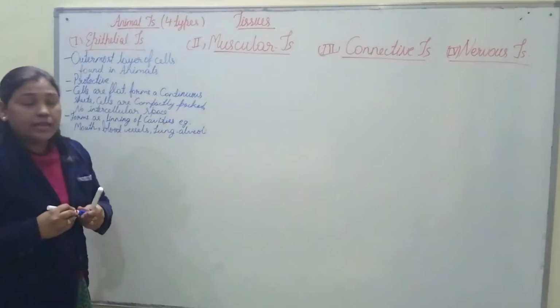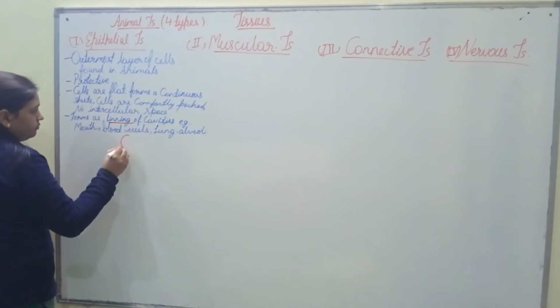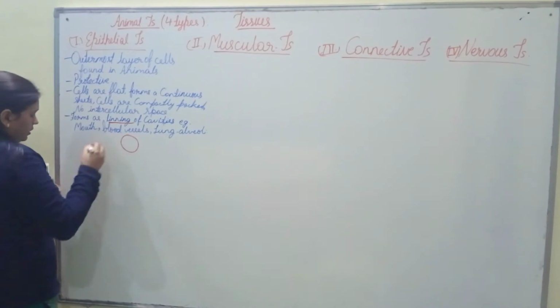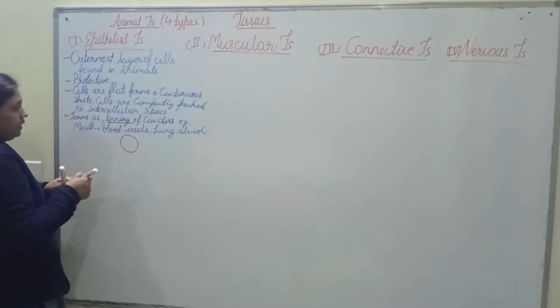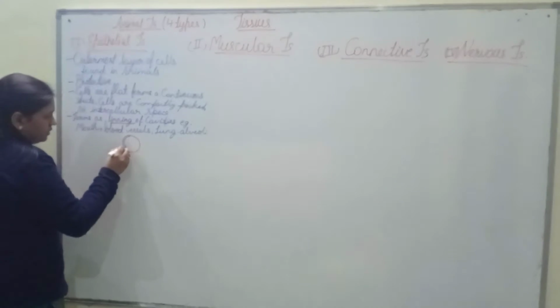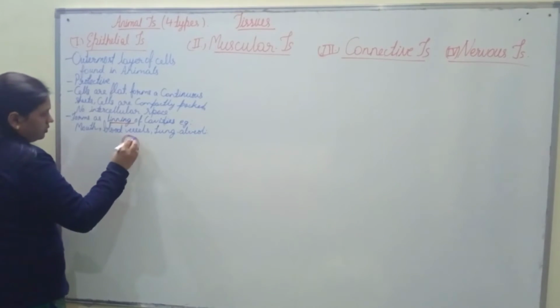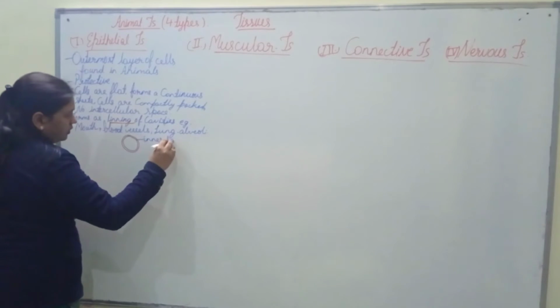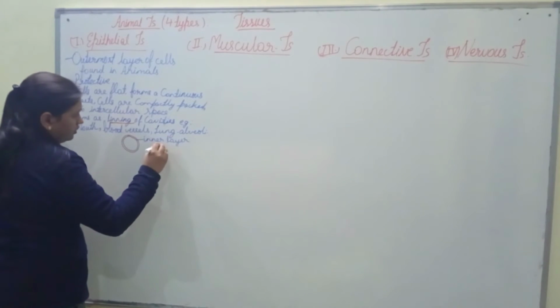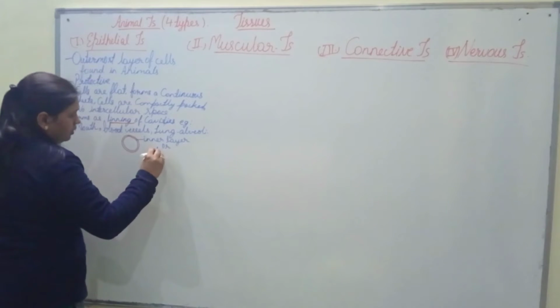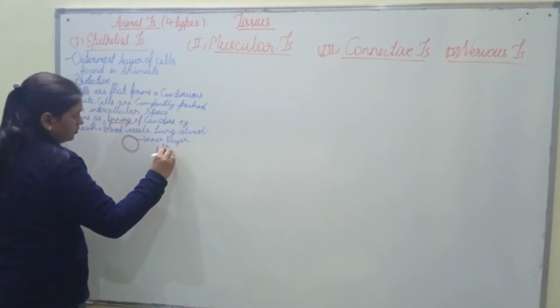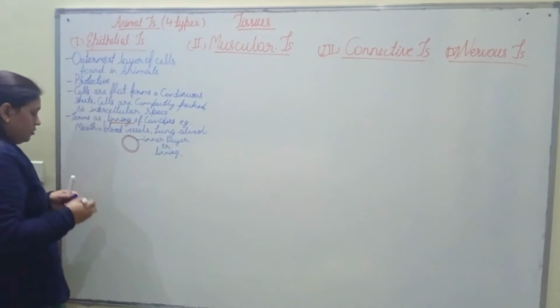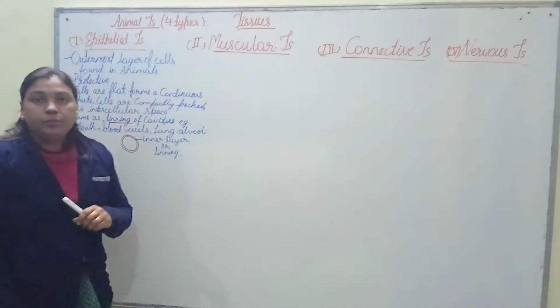Now what is the lining? If this is the cell, it has an inner layer, and this inner layer is known as the lining, inner layer or lining. So this is all about the epithelial tissue.